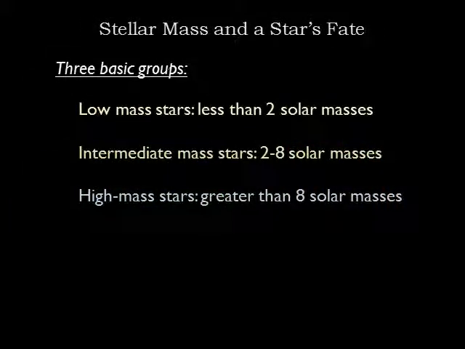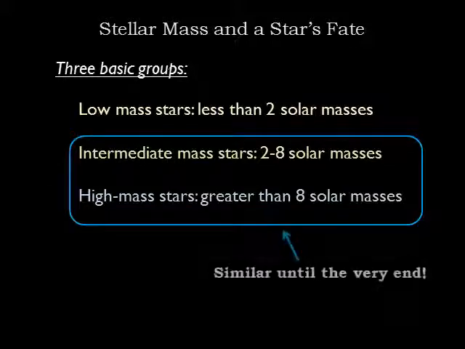We can divide stars into three basic groups by mass. Low-mass stars are stars born with less than about 2 solar masses of material. Intermediate mass stars have birth masses between about 2 and 8 solar masses of material. And high-mass stars are stars born with masses greater than about 8 solar masses. The life stages of intermediate mass stars and high-mass stars are quite similar up until the very end of their lives.